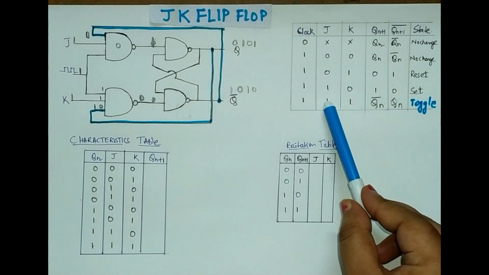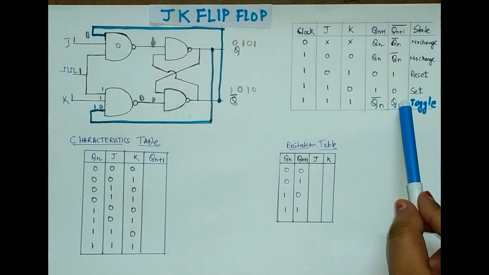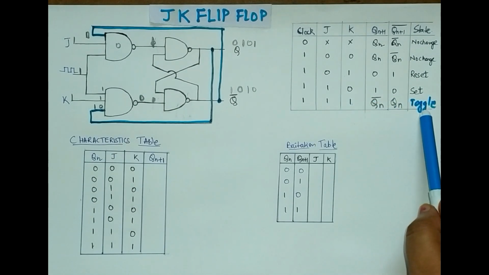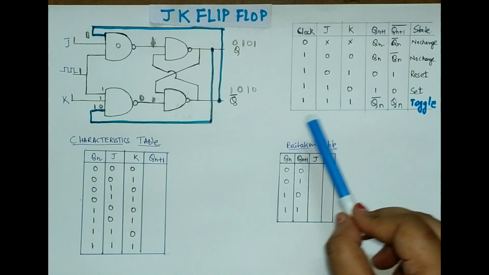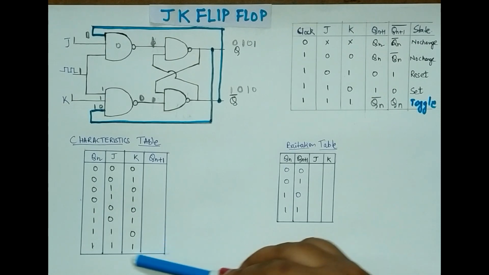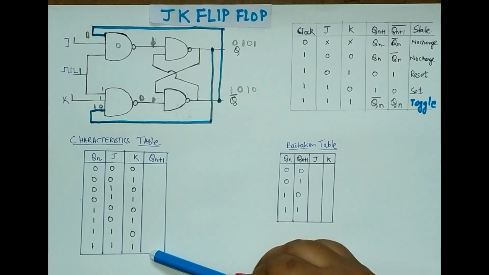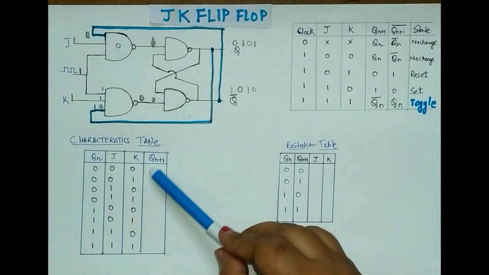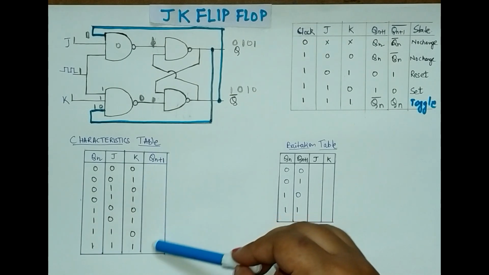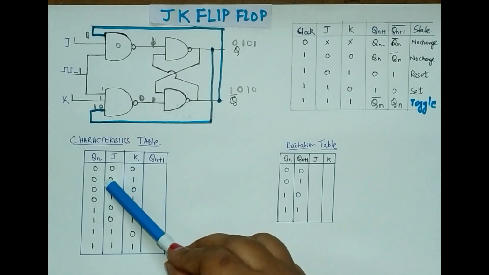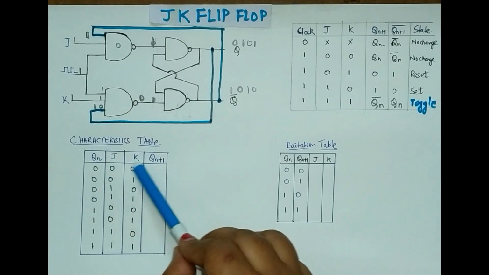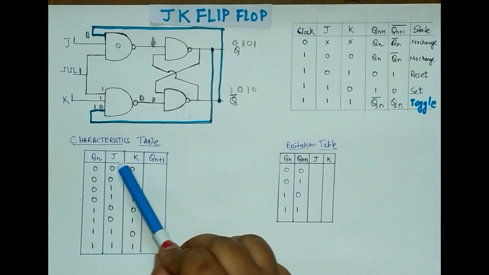So when J equal to 1 and K equal to 1, then that state is called your toggle state. Now let us derive the characteristics table from the truth table. If you remember, I told you in the previous class what a characteristics table is. It tells you what the next state value will be if your present state and inputs are known. So there are 3 values, Qn, J and K.